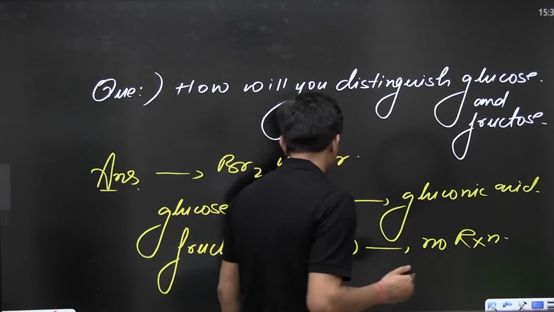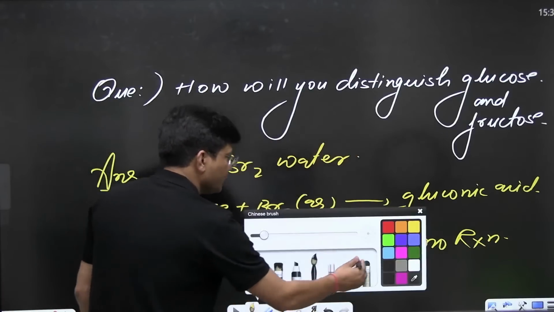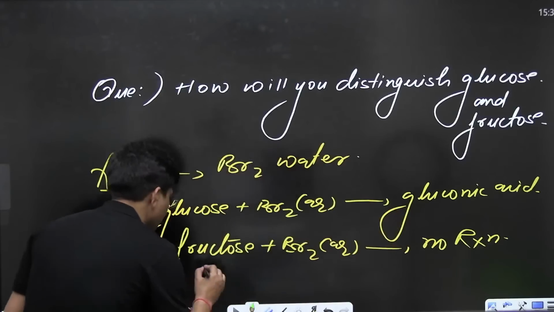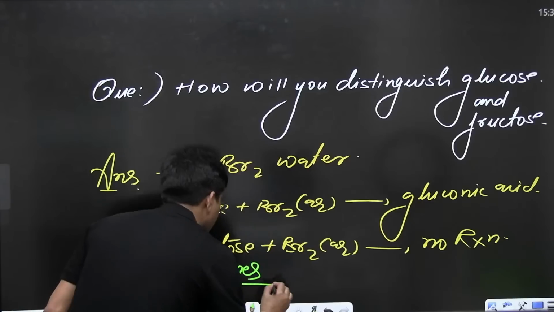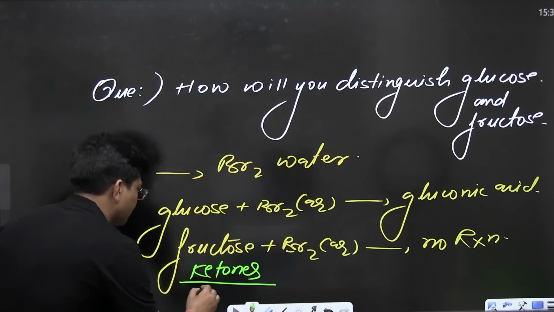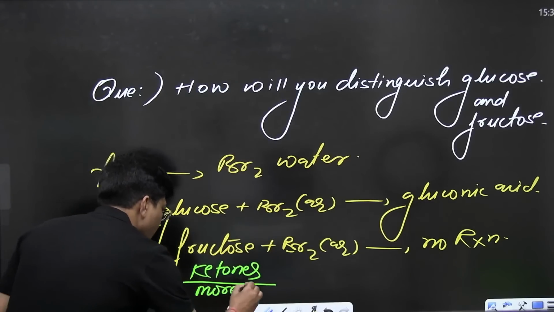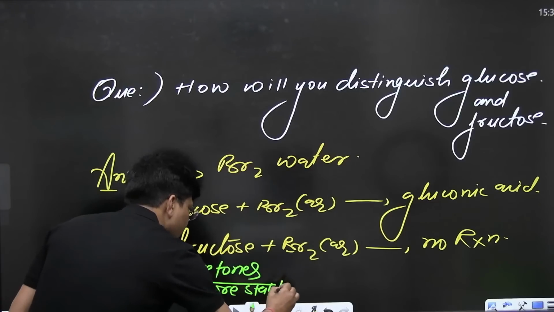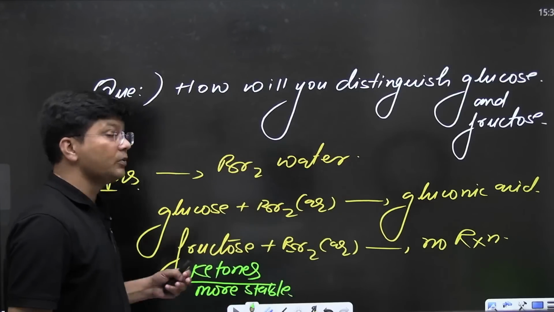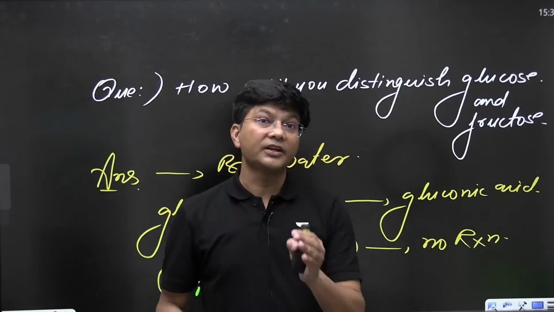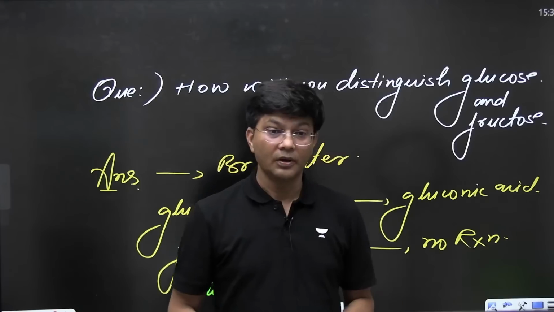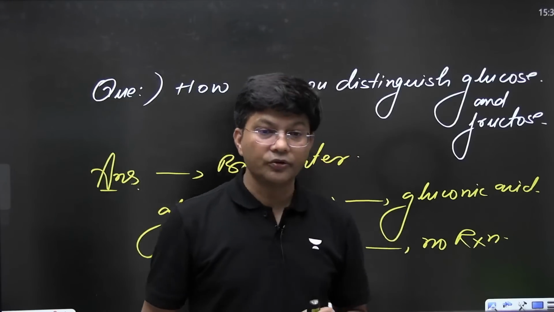What's the reason? Why no reaction? Because fructose is a ketone, and ketone does not react with a mild oxidizing agent. Ketones are more stable, so they will not react with bromine water. Now you have to understand, we cannot use Tollens reagent and Fehling solution here. Yes, it is a ketohexose.